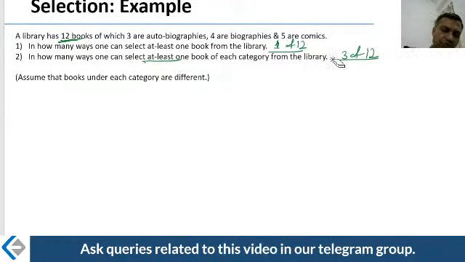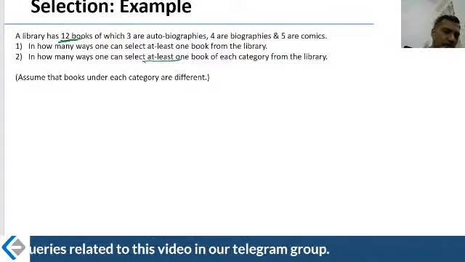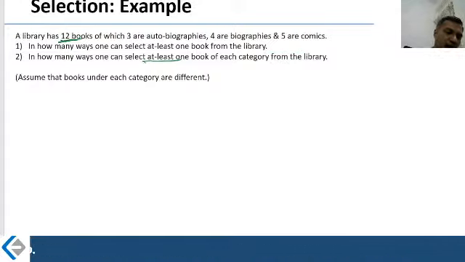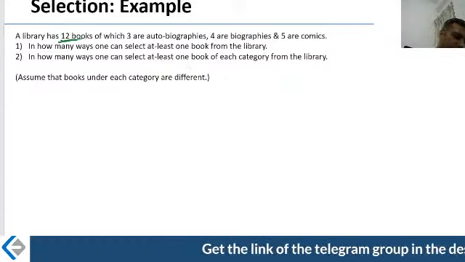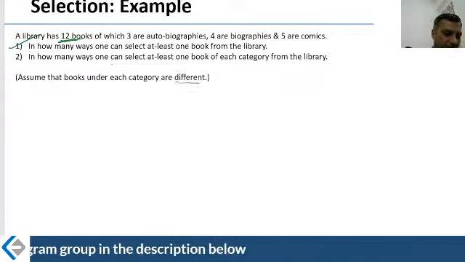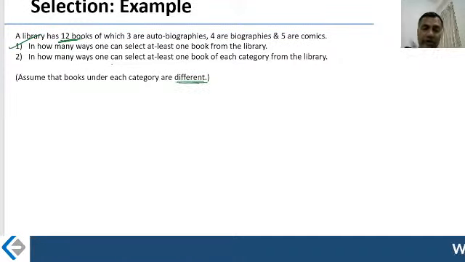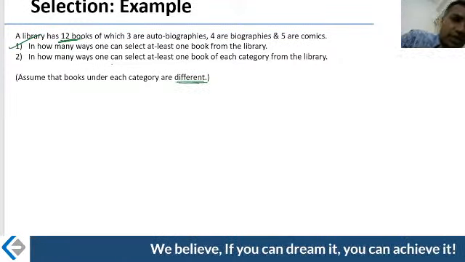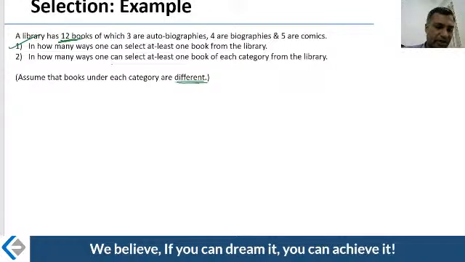Let's quickly tackle the first question. In how many ways can one select at least one book from this particular library? Now there is a detailing given. Assume that books under each category are different. Treat the books under each category as different, because that's important. If the books under each category are the same, my answers are going to change. We'll see it in the next slide.